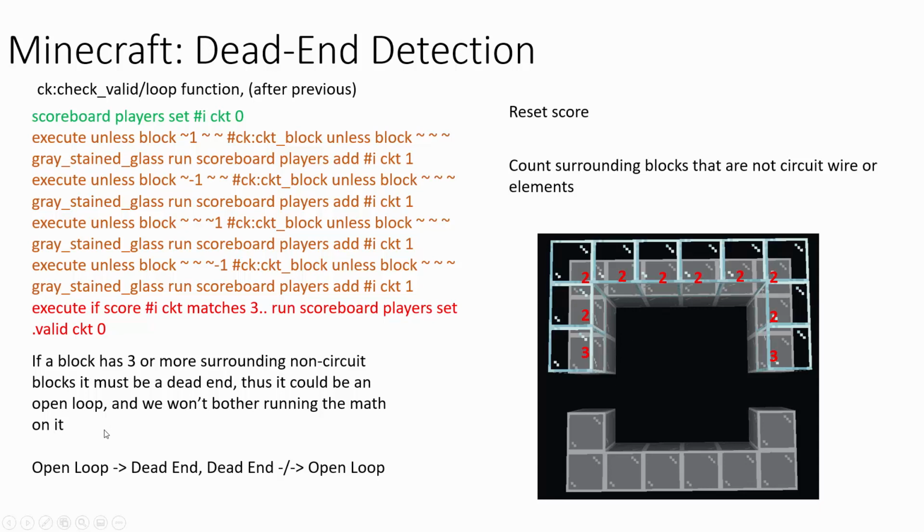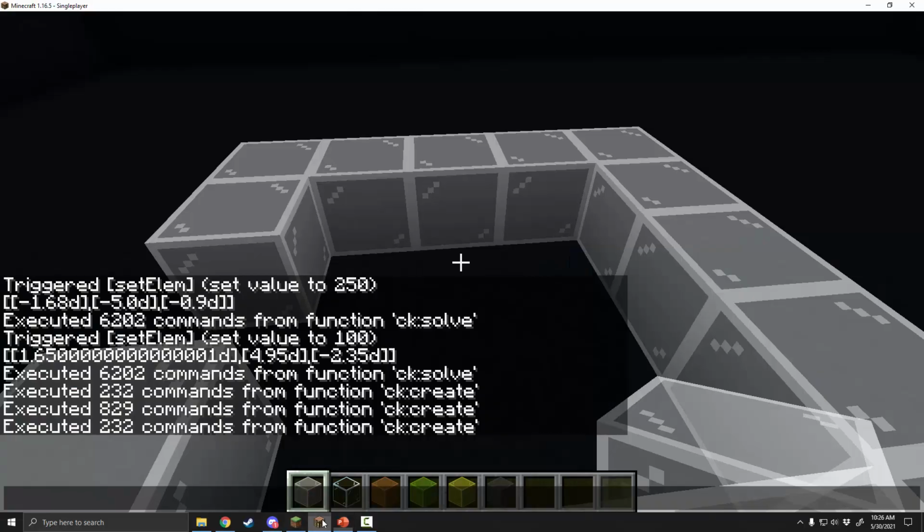And what I use in this method is, since there is a dead end, it could be an open loop. The only problem here is that an open loop implies there's a dead end, but a dead end does not imply there is an open loop. But in this case, I just say a dead end implies that it's probably an open loop, so we're just going to not allow it to run at all. And you can see where that comes into play.